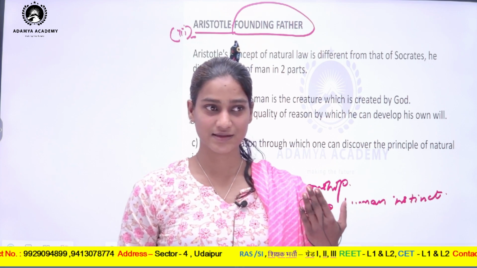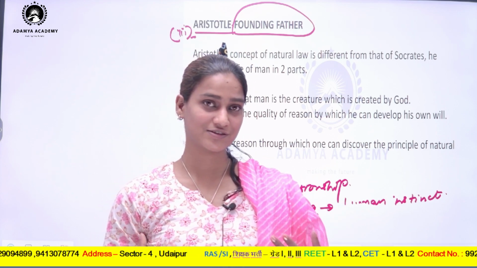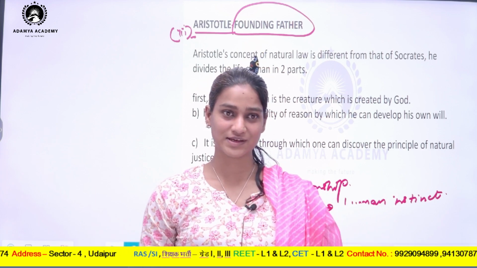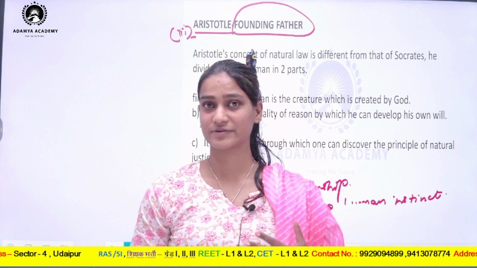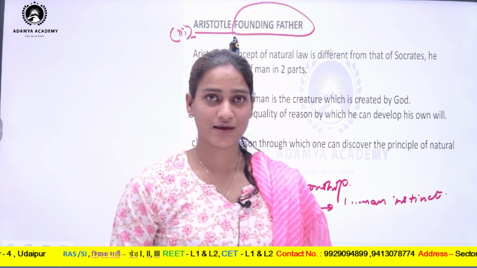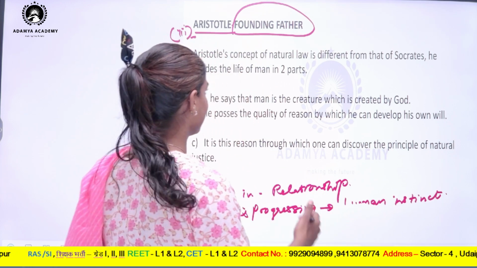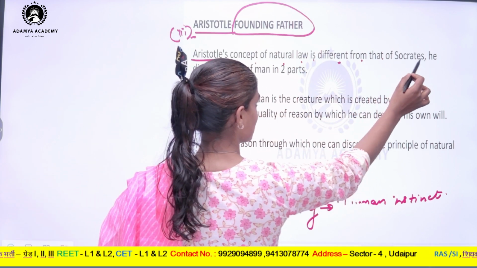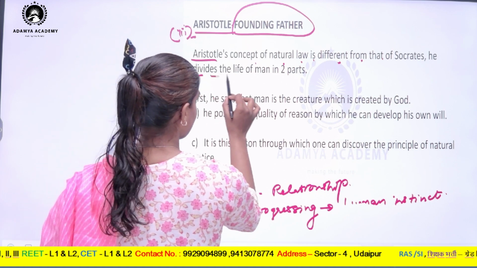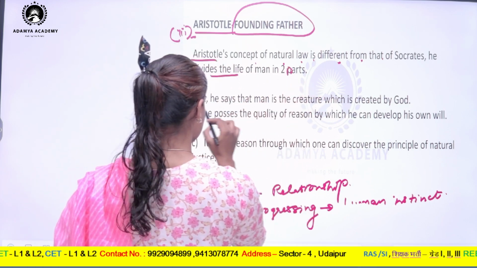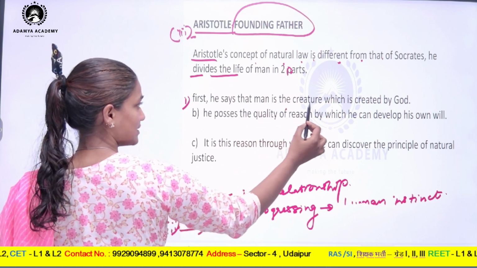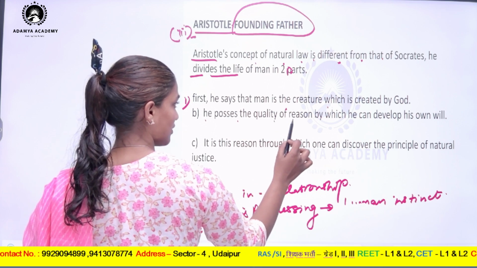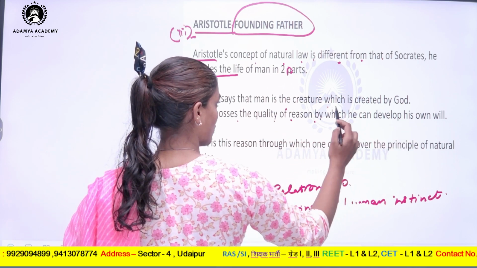But it is not that Aristotle introduced this concept. This concept has been debated from a very long time before Aristotle, but Aristotle was the person who actually carried this idea forward. Aristotle's concept of natural law is different from that of Socrates. He divides the life of men in two parts. First, he says that man is the creature which is created by God. Second, he possesses the quality of reason by which he can develop his own will.